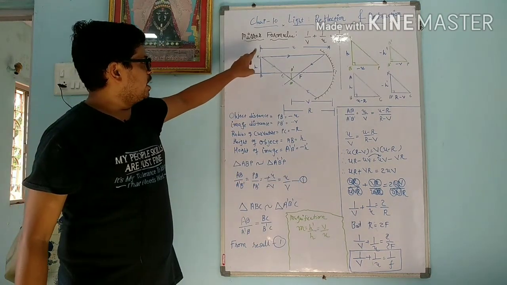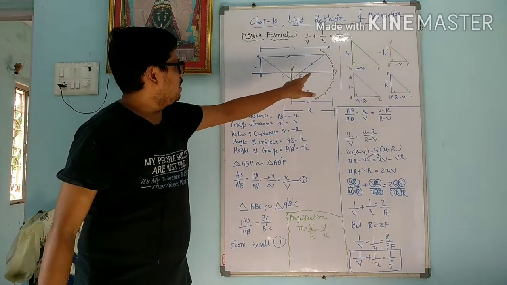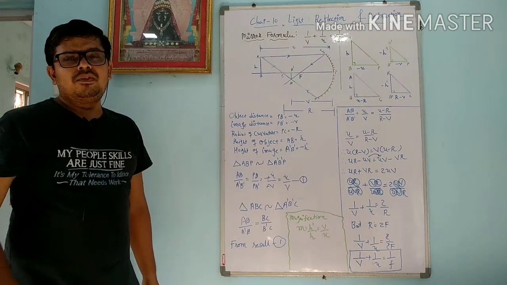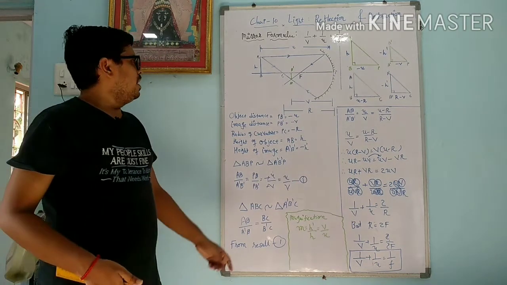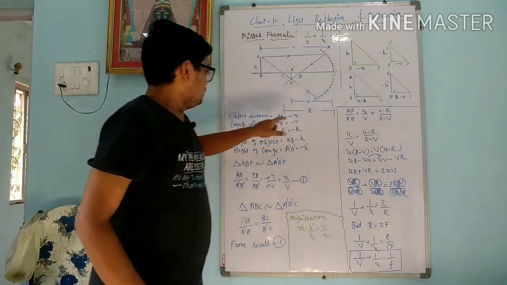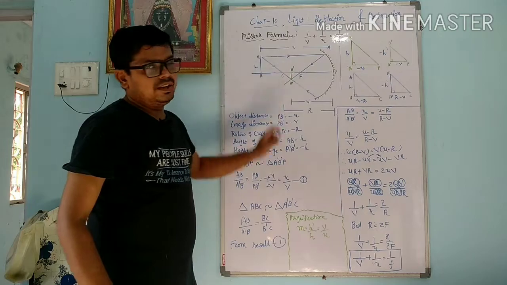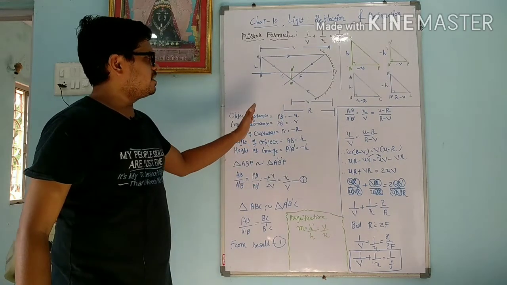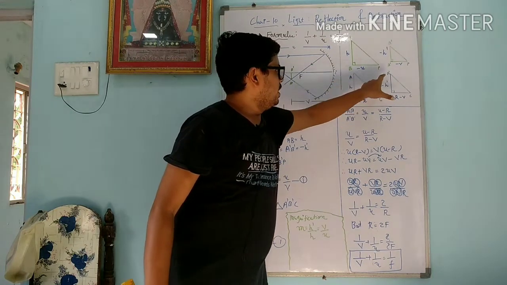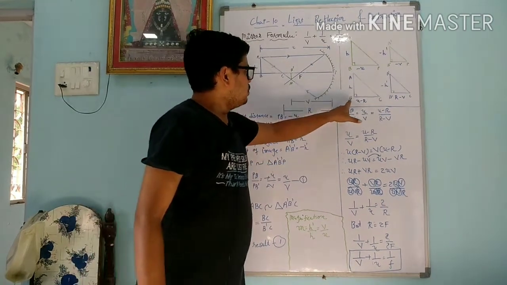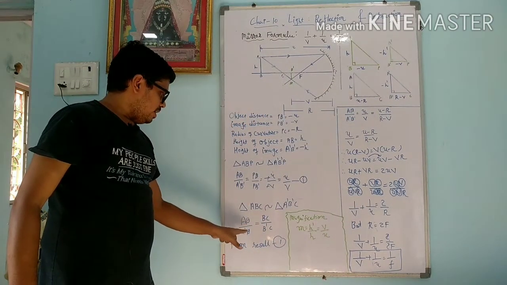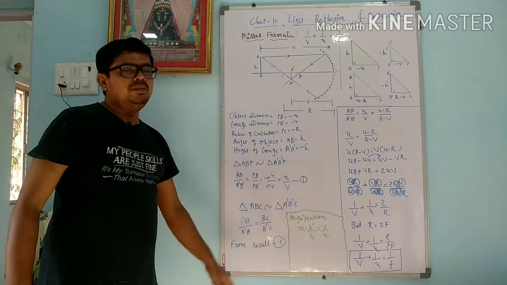Okay, so we found the similarity between triangle ABP and triangle A dash B dash P. Now we will find the similarity between another two triangles, and these are triangle ABC and triangle A dash B dash C. Okay, these triangles are similar, so their sides are also proportional. So AB upon A dash B dash equals BC upon B dash C.